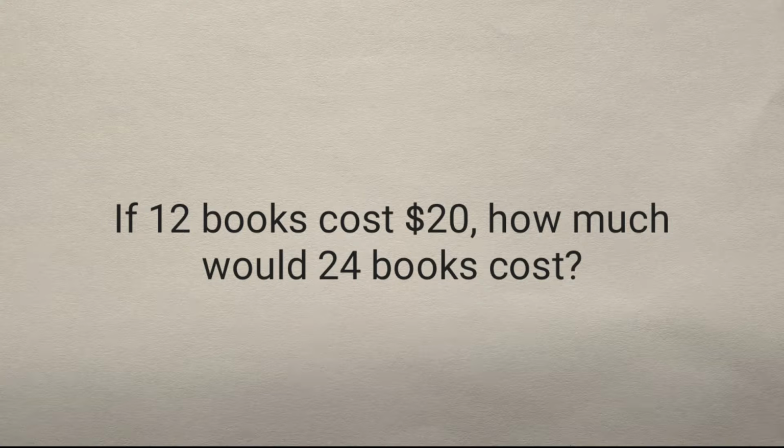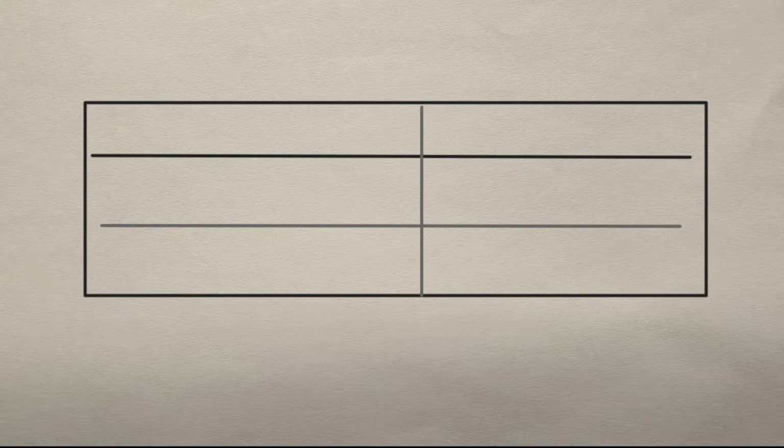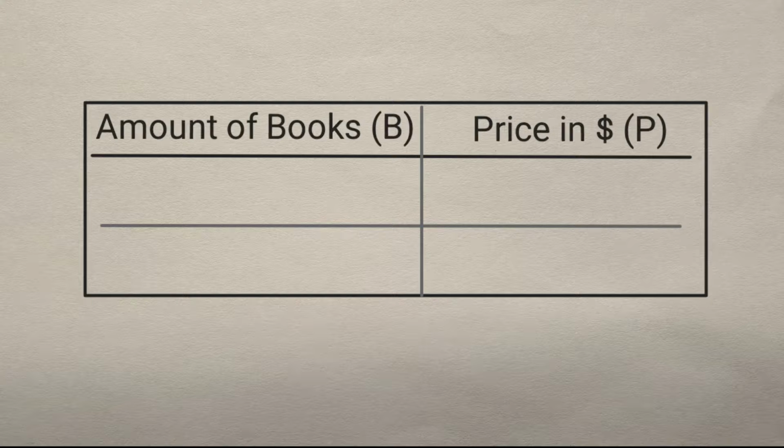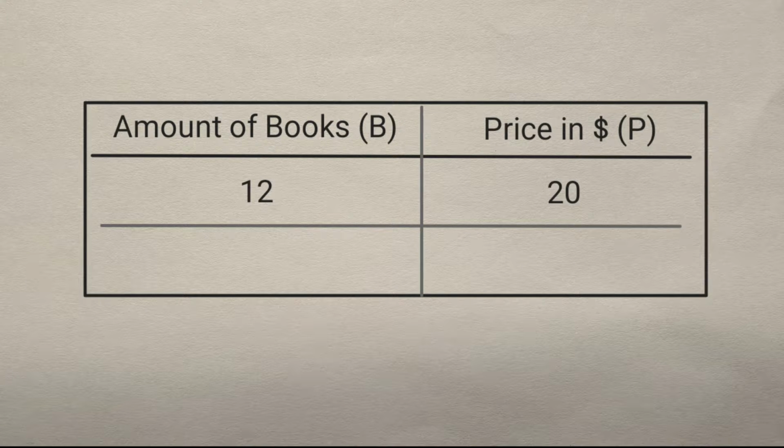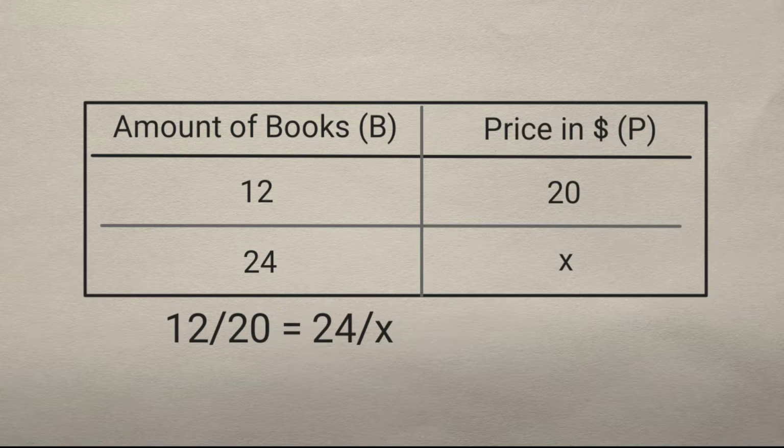Now coming back to the first question, if 12 books cost $20, then how much will 24 books cost? To help track down the values, we will be using this table that displays the amount of books and the price in dollars accordingly. As you can see, when we have 12 books, the price will be $20. When you have 24 books, the price will be X dollars.